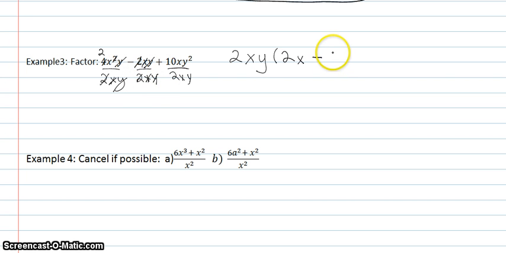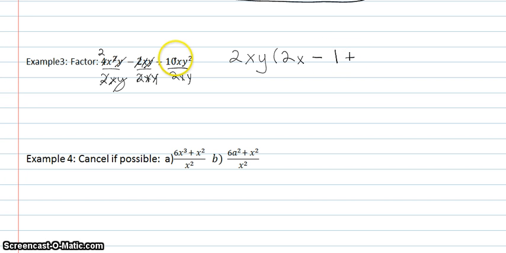Since they all canceled, there's just a 1 that remains, because 2 divided by 2 is 1, x divided by x is 1, and y divided by y is 1. And when I multiply all three of those 1's together, it's just a 1.